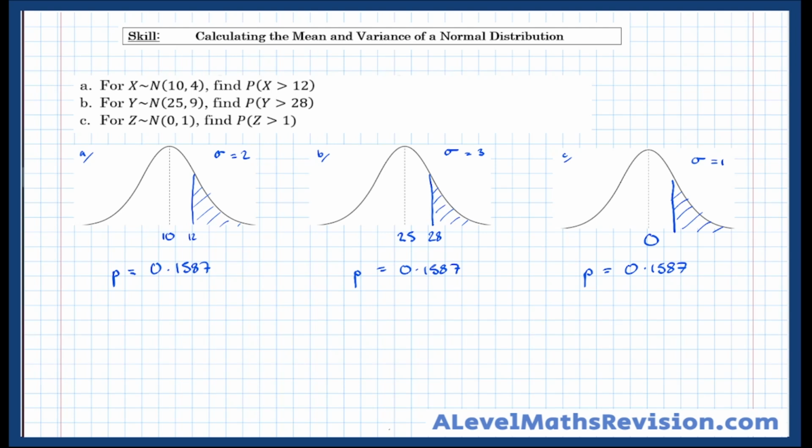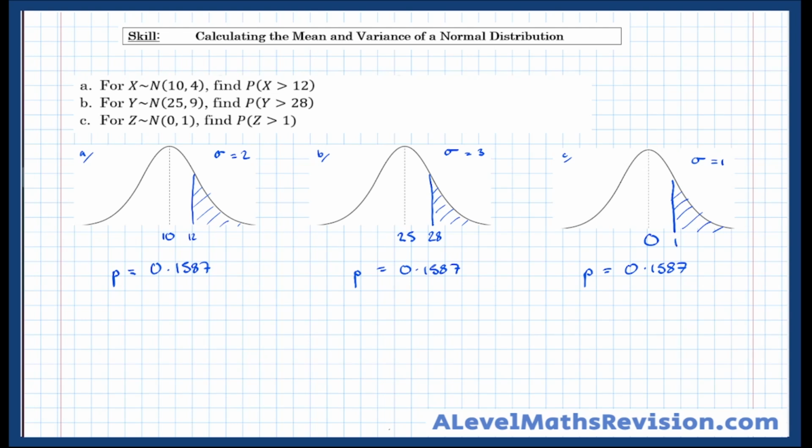Well, the answer is hidden in the standard deviation. When I designed this question, I knew these areas were all going to be the same because the boundary is one standard deviation away from the mean. So the standard deviation is 2, and it's 2 away from the mean. Here, the standard deviation was 3, and the boundary is 3 away from the mean. Here, the standard deviation is 1, and it's 1 away from the mean, and I should label that 1 there.